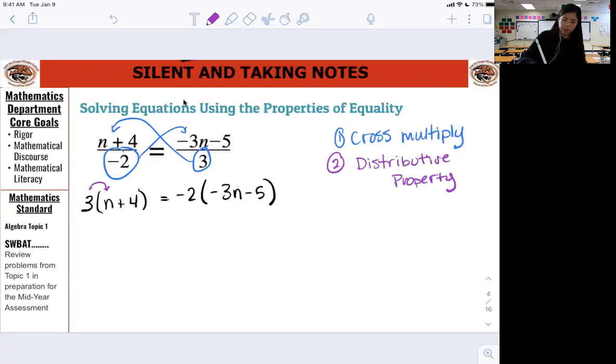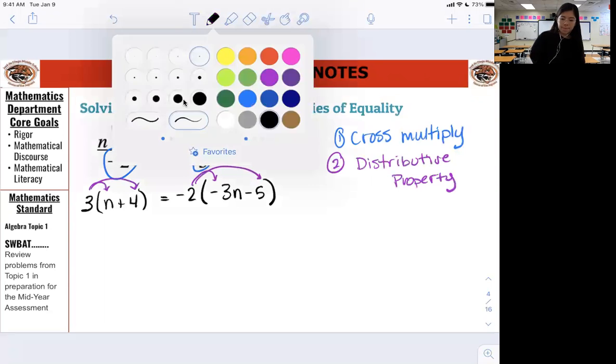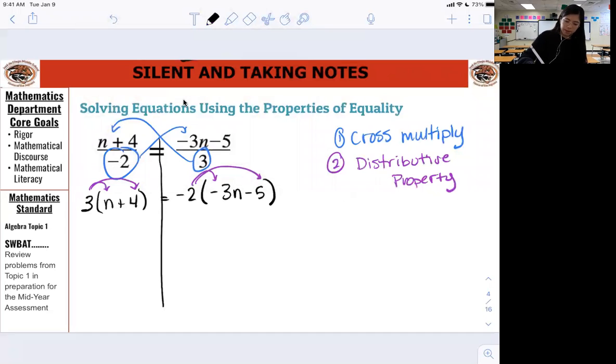Okay, here we go. Distribution. What do I get on the left side? 3n plus 12. 3n plus 12. And then on the right side? Positive 6n, good. Plus 10. Plus 10, right. Good. Remember that distribution is multiplication, right? So when I multiply -2 times -3, I get +6. And then -2 times -5 is +10. So that's why we ended up with positives.